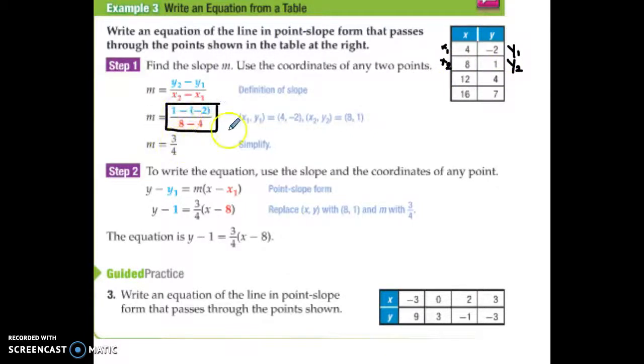Okay, plug it into the formula. 1 minus a negative 2 is the same as 1 plus 2, which gives you 3. And 8 minus 4 is 4. So there's my slope, 3/4. Not that difficult as long as we remember the slope formula.